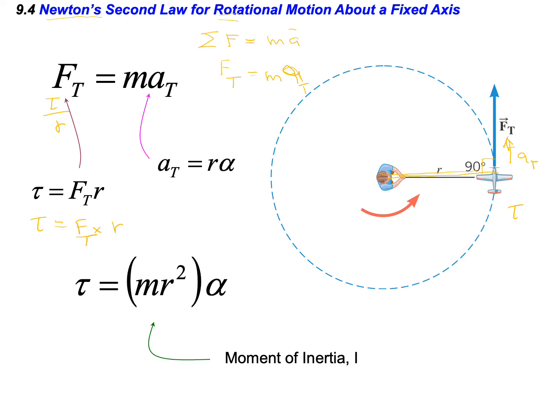Instead of Ft, I can write tau over R, m. Acceleration we can also write in terms of radius times angular acceleration, R alpha. So now you have tau over R equal to m R alpha. If I rearrange this equation a little bit, tau equals m r square, this r multiplied with this r, times alpha. So tau is equal to m r square times alpha. The reason we write m r square in parentheses is because we want to compare this with Newton's second law, ma.